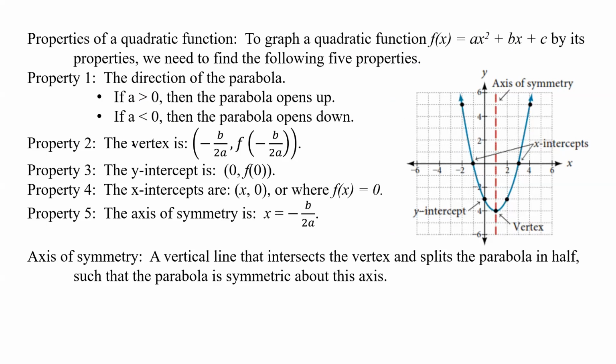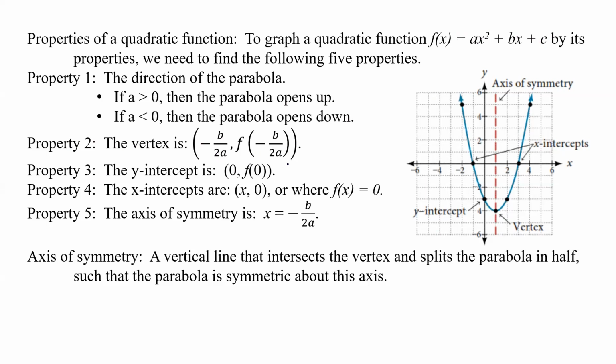Property 2 is the vertex. We plug in negative b over 2a, find that value, plug it back into our function, and get the next value for our y, and that gives us our vertex. Property 3 is the y-intercept. What we do is plug in x equals 0. Usually it's going to be 0 comma whatever c is, because if you plug in x equals 0, those terms cancel and all that's left is c.